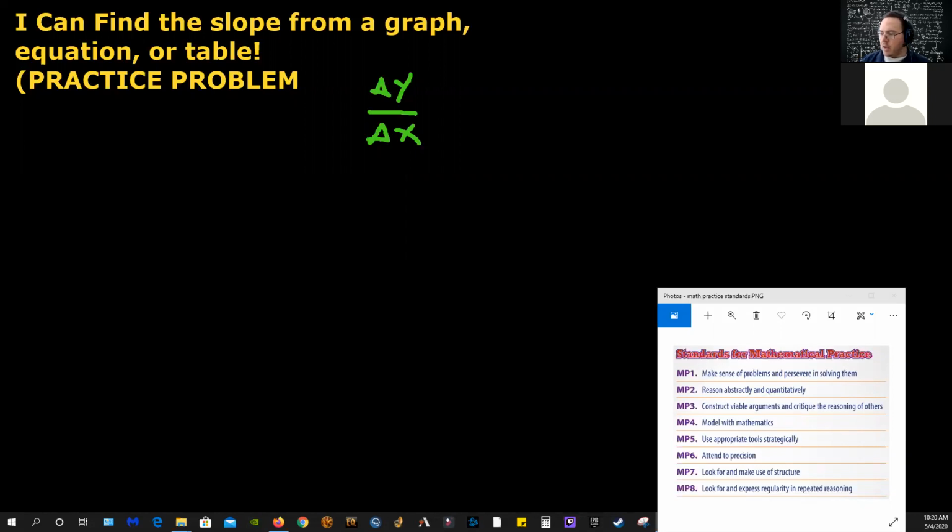It is nothing super complex since you've done it so many times. Problem. Okay, so here's the table.